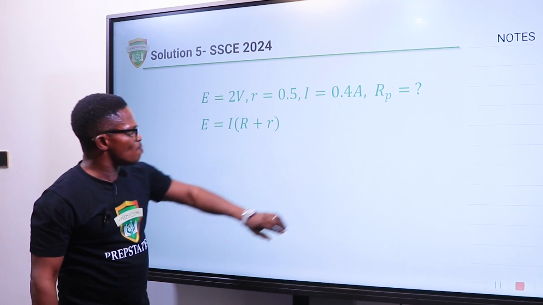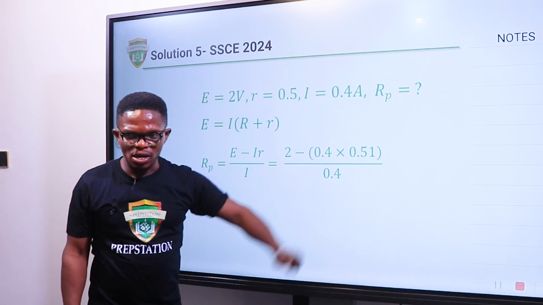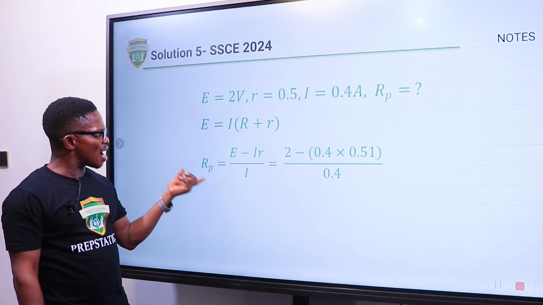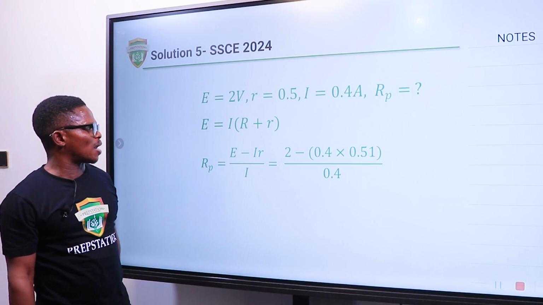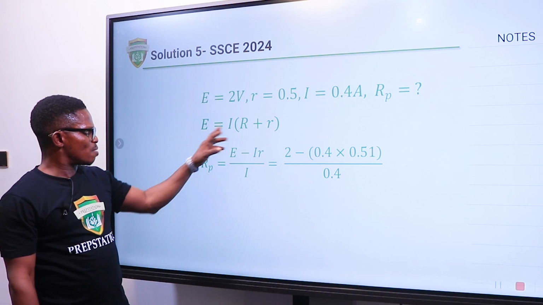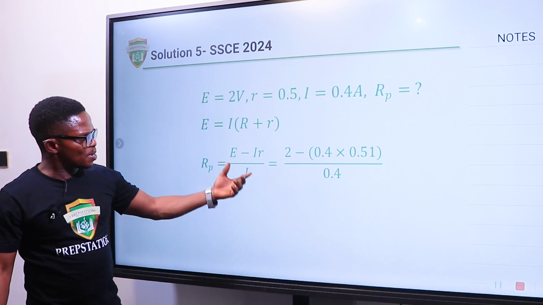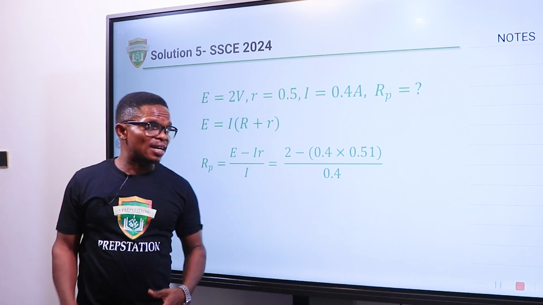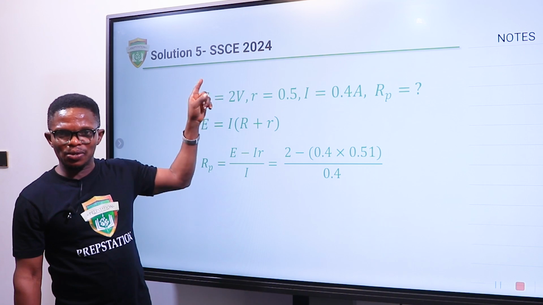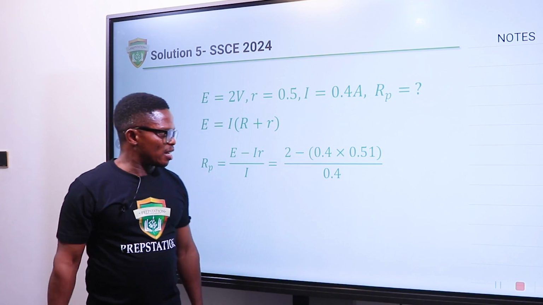So let's move forward. What are we looking for? We are looking for RP. So make RP the subject of the formula. How do you do that? Open this bracket and then make RP the subject of the formula. This is the RP here. And then what next? Substitute your values again into the final formula and then play with it.